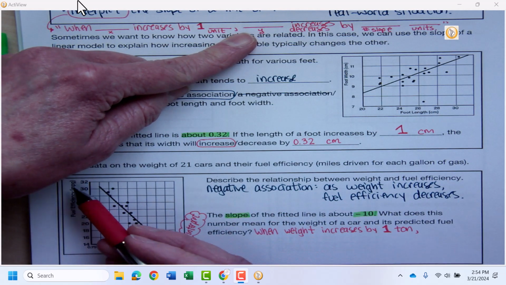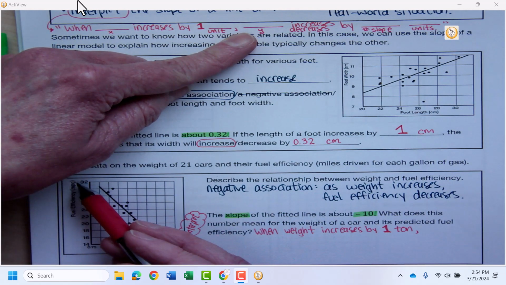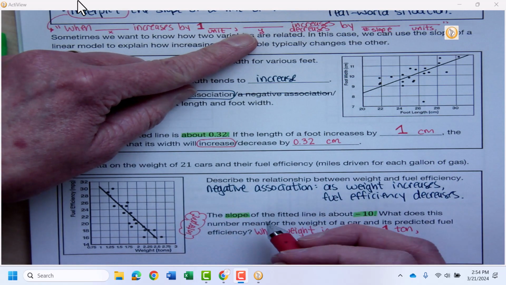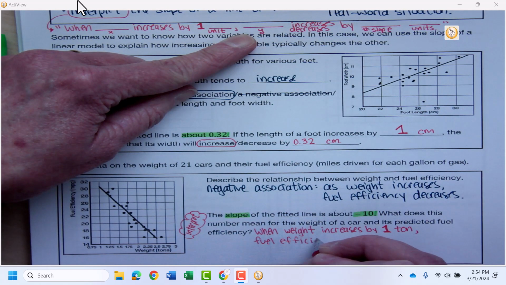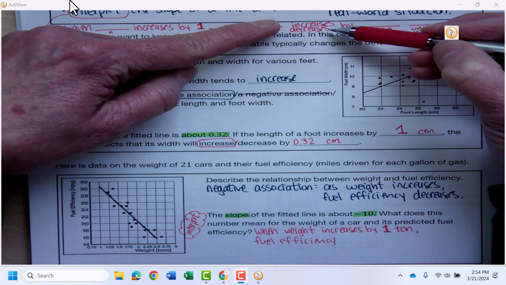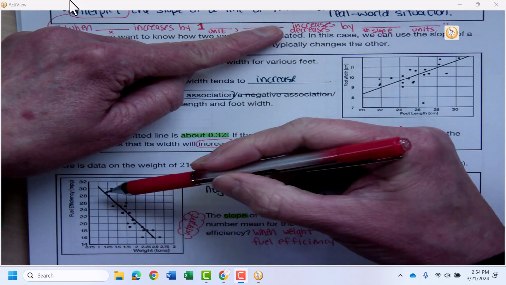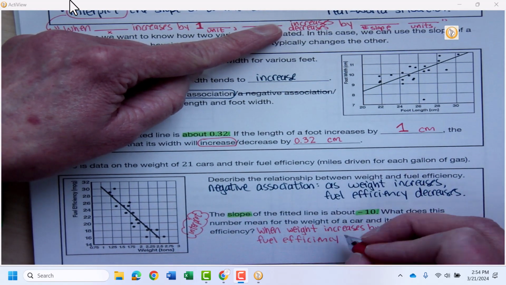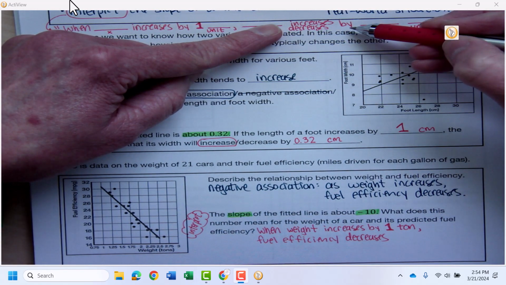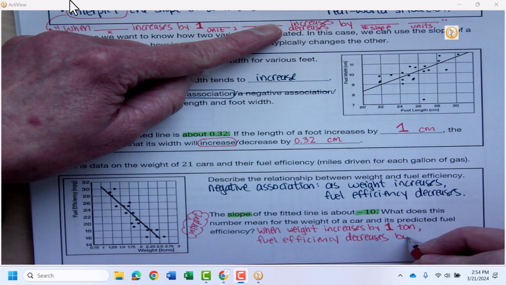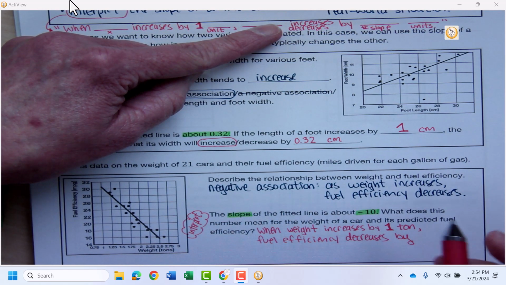That's about fuel efficiency in miles per gallon. Okay, so I'm going to say the fuel efficiency, that's what y represents. I have to choose increases or decreases. Our fuel efficiency is decreasing. Fuel efficiency decreases by, now I know the slope is -10, but I'm going to say 10 miles per gallon.